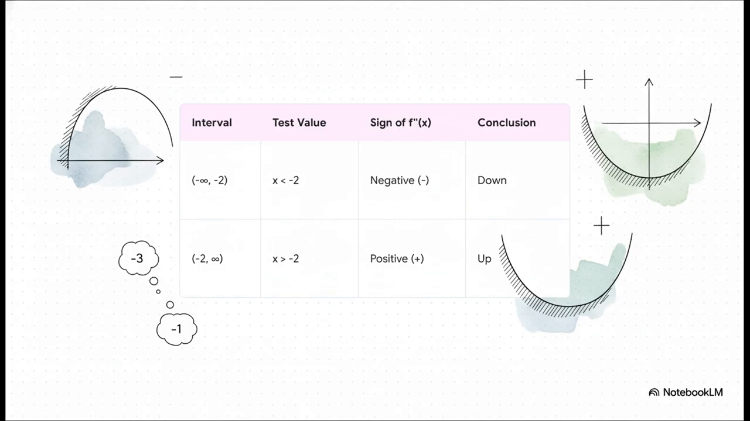Let's look at the interval to the left of negative 2. We can pick any test value, let's say negative 3. We plug that into our second derivative. Well, 2 plus negative 3 is negative 1. So f double prime is negative, which means the graph is concave down there.